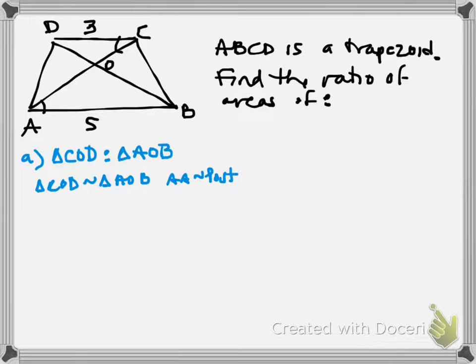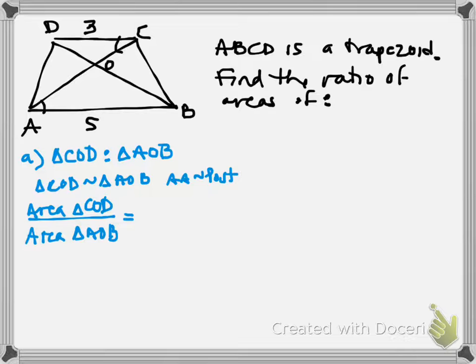We said, okay, if that's the case, then if I can find the scale factor of those two triangles, all I need to do is square it, and then I will have the ratio of the areas. So I'm going to take the area of triangle COD over the area of triangle AOB.